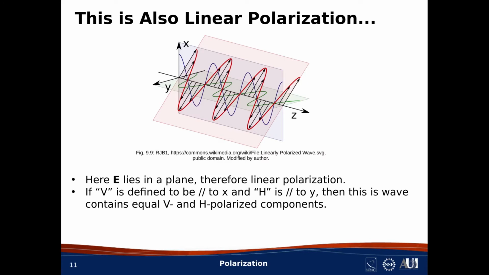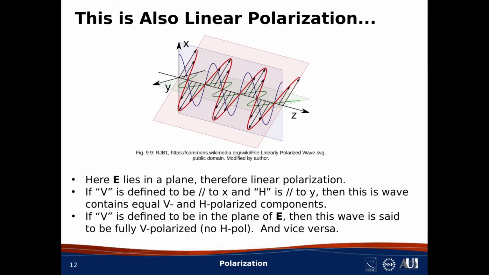Before, V polarization was in the y equals 0 plane, that is, the electric field vector parallel to the x-axis. If we're sticking to that definition, then this wave contains V and H polarized components in equal amounts. On the other hand, we might define V to be in the plane of the electric field vector, in which case this wave is said to be fully V polarized with no H polarization.